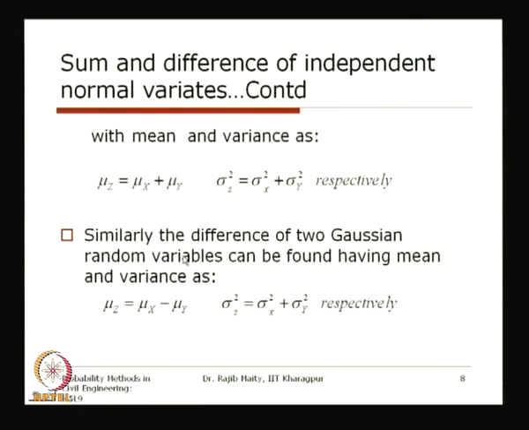Similarly, we can do the same exercise to find the distribution of the difference, that is x minus y. If we do this, the difference will also be a Gaussian random variable. Its mean will be the difference of the individual means. Here the function is x minus y, that's why it is mu x minus mu y.